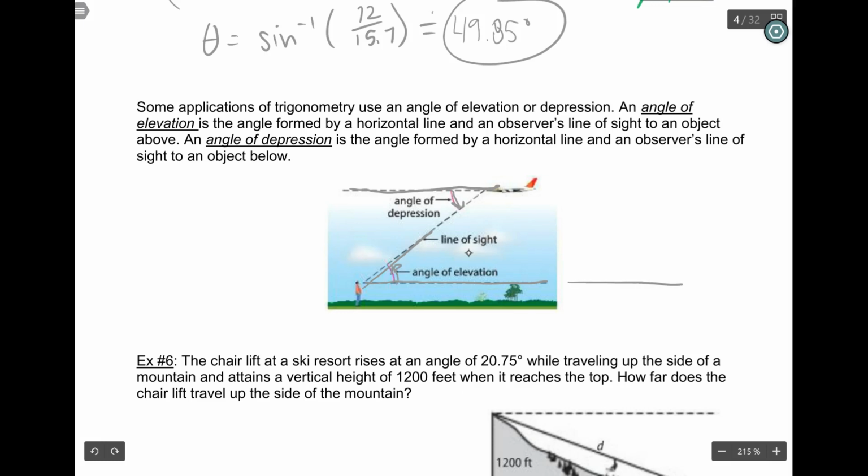So it's always from the horizontal. If you're going down, you'll call it depression. If it's going up, it's elevated, it's getting higher. Elevated. I swear I will work on my handwriting.